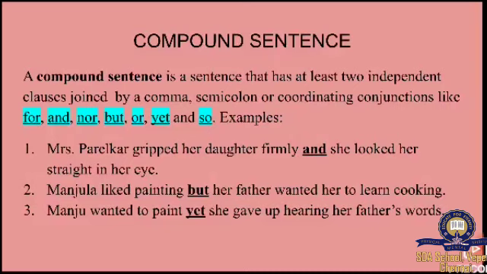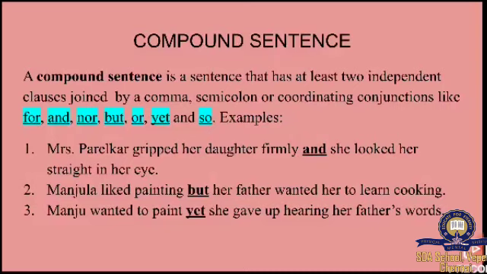But two independent clauses should be connected. So here, coordinating conjunctions or a comma or a semicolon is used to connect them. What are coordinating conjunctions? The words used to link the two independent clauses are the coordinating conjunctions. They are for, and, nor, but, or, yet, and so.